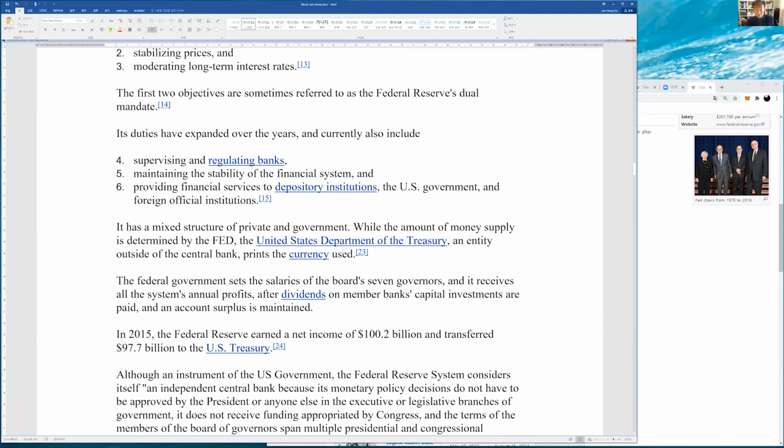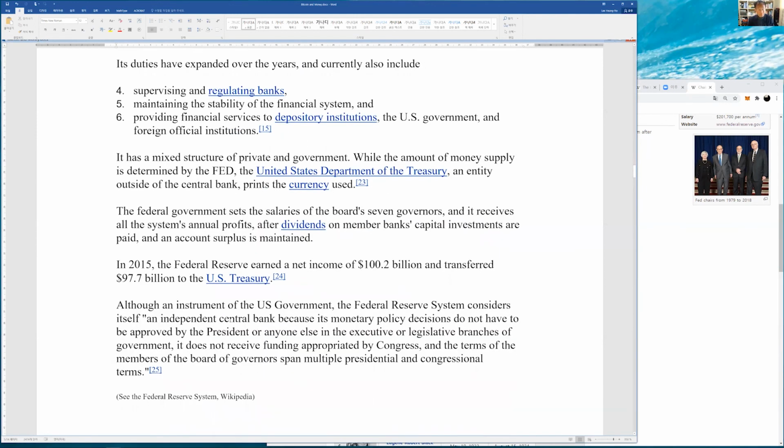And the Federal Reserve government sets the salaries of the board's 7 governors, and it receives all the system's annual profits and dividends on member banks. Capital investments are paid, and account surplus is maintained because it is a private company. And when the Federal Reserve makes a lot of money, a major part of that money has to go to the U.S. Treasury Department.